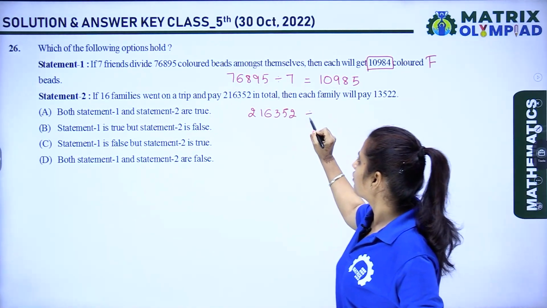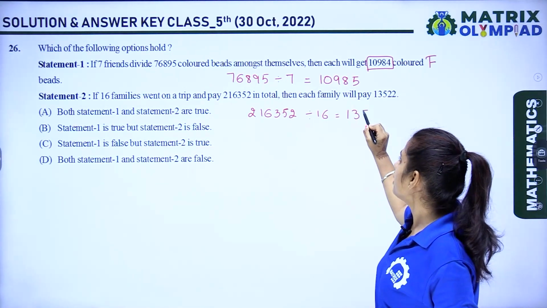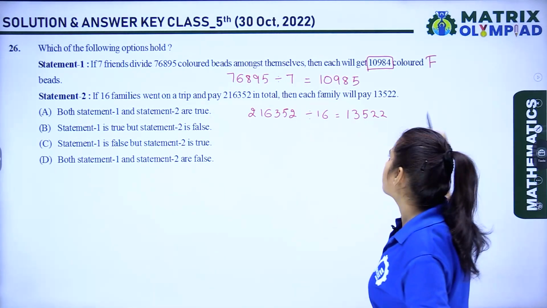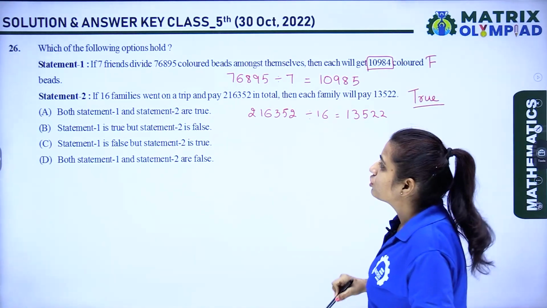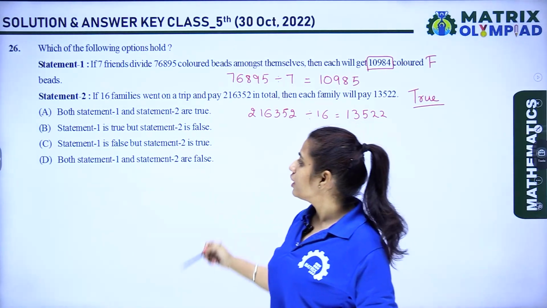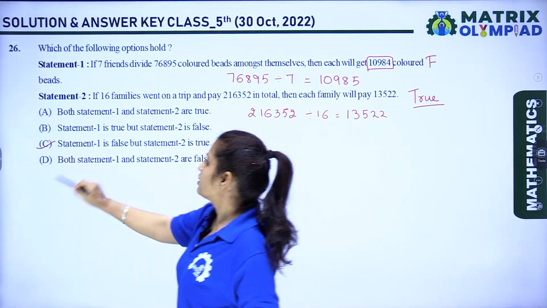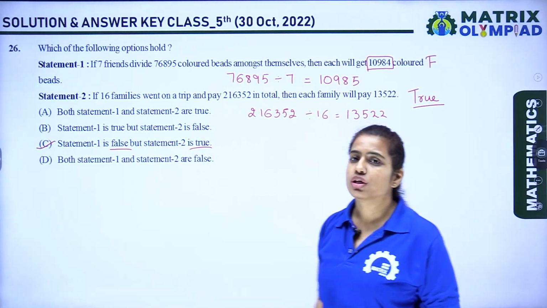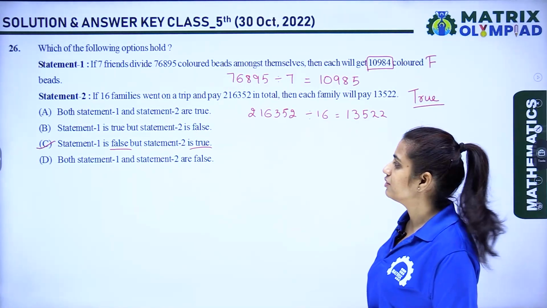2,16,352 divided by 16, we get 13,522. So we can say that statement 2 is true. So let's check the option. Here option C is the correct answer, as statement 1 is false and statement 2 is true. So according to the question, we can say option C is the correct answer.